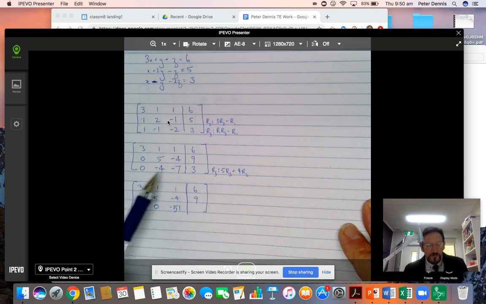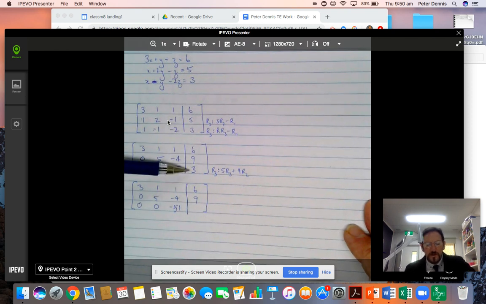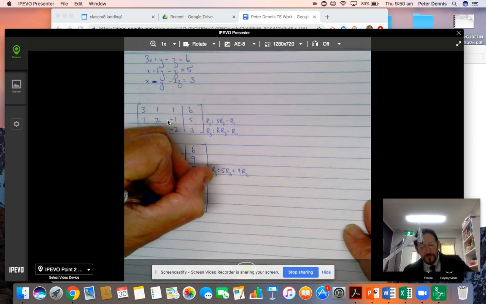Okay, so 5 lots of this is 35. Sorry, 5 lots of 7 is 35, minus 35, plus 4 lots of this is minus 16. And we do exactly the same here. 5 lots of 3 is 15, plus 4 lots of 9 is 36. 15 plus 36 is 51.